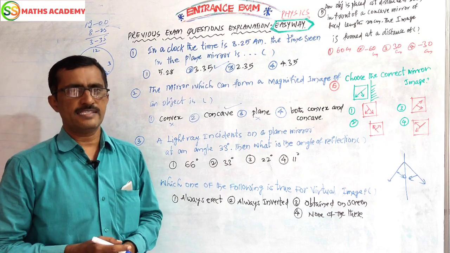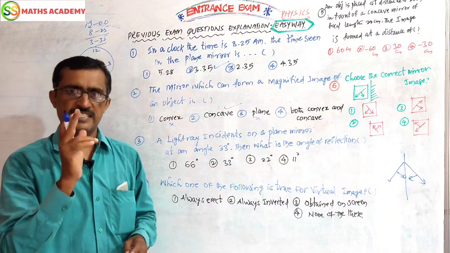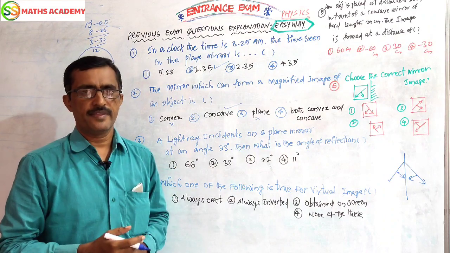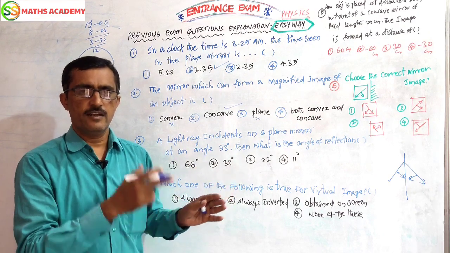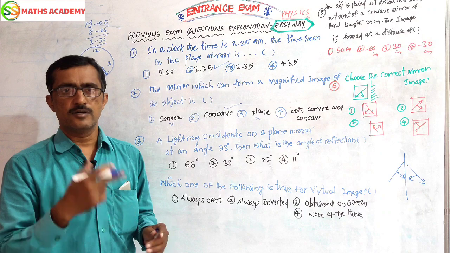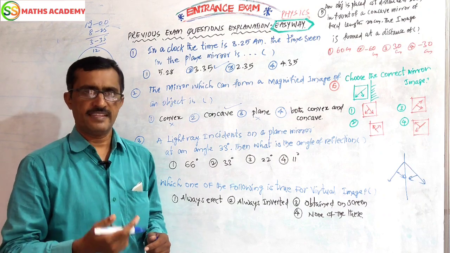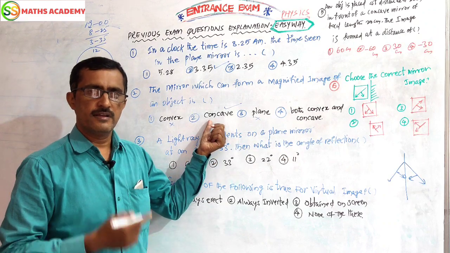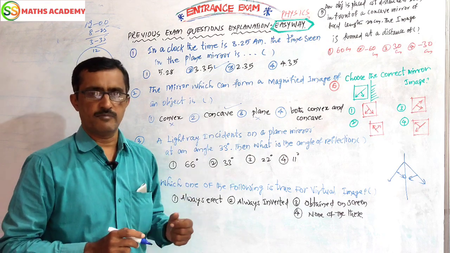Already know children, what is that? When the object is between focus and center of curvature, a real and magnified image is formed. And in the second case also, if the object is placed between focus and the pole of the mirror, a virtual and magnified image is formed in the ray diagrams. So a concave mirror can form magnified images. That's why option 2 is the correct option.